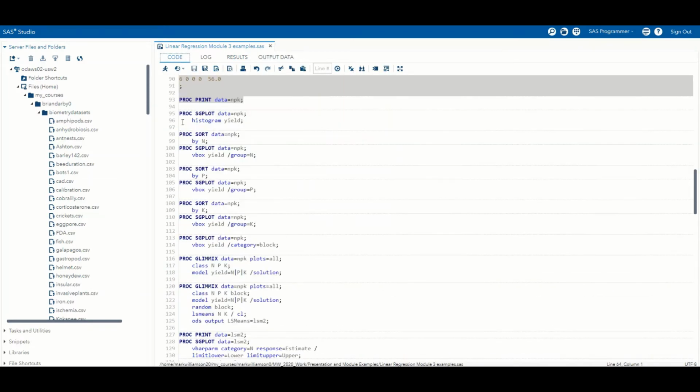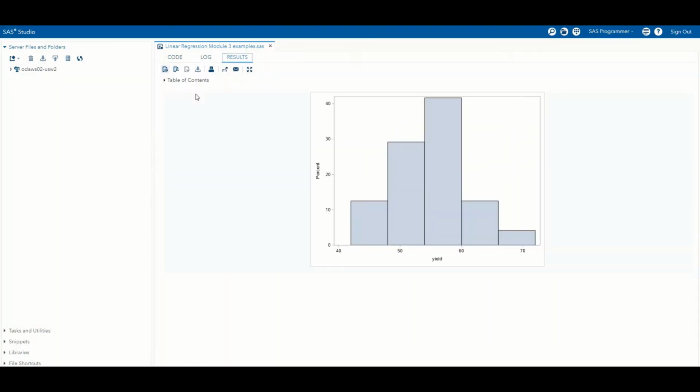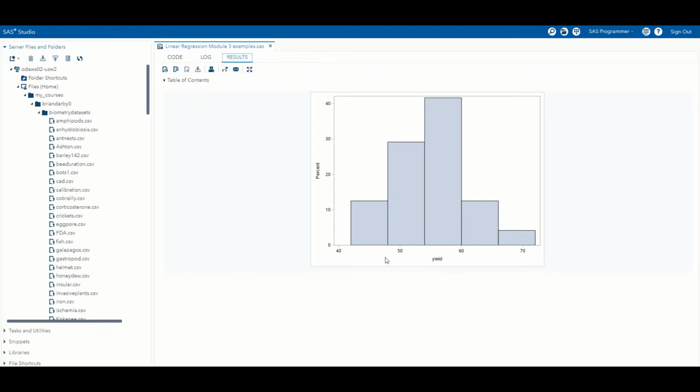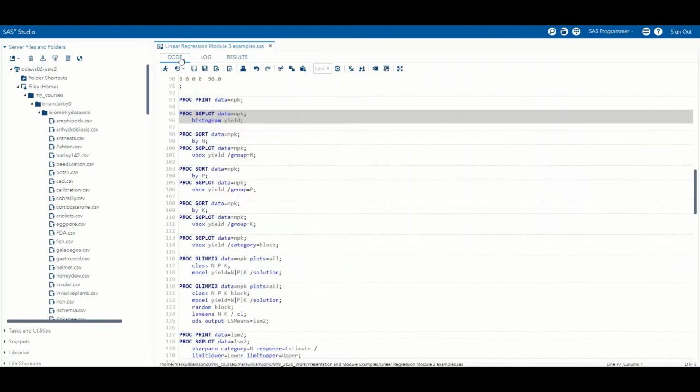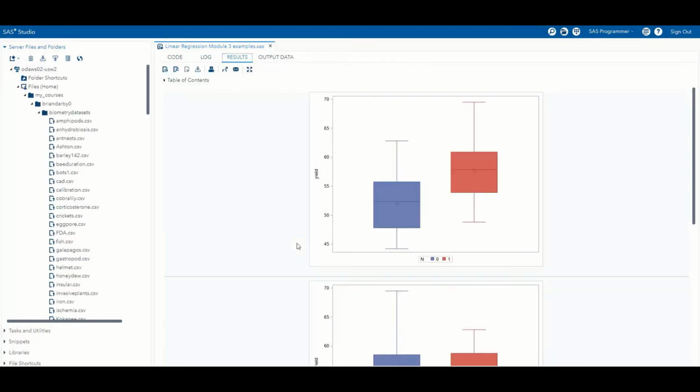So again, let's just look at our data here. Yield looks pretty normally distributed, so I think we're just going to keep it as is. We don't need to use a different distribution. We're going to sort and look at just different variations. Looks like nitrogen. Looks like no nitrogen.